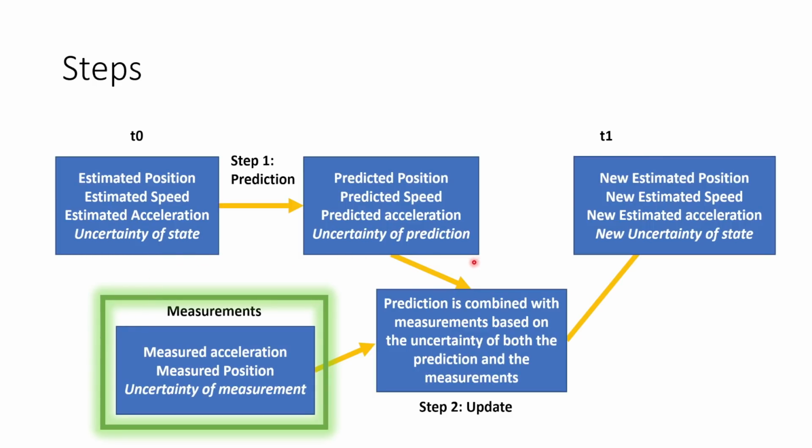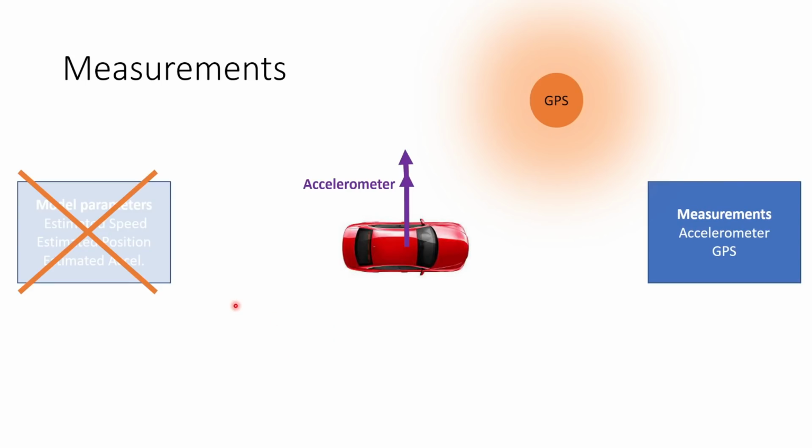So once we've done our prediction, we can look at our measurements, and we're going to have a measured acceleration, a measured position, and we're also going to need an uncertainty about those measurements. We need to know how certain or uncertain we are about that measurement of acceleration and that measurement of position. So for the measurement step, we don't use the model parameters. We just have the output from the sensors. So we have the output from the accelerometer and the output from the GPS. And that gives us a measurement of acceleration, and a measurement of position.